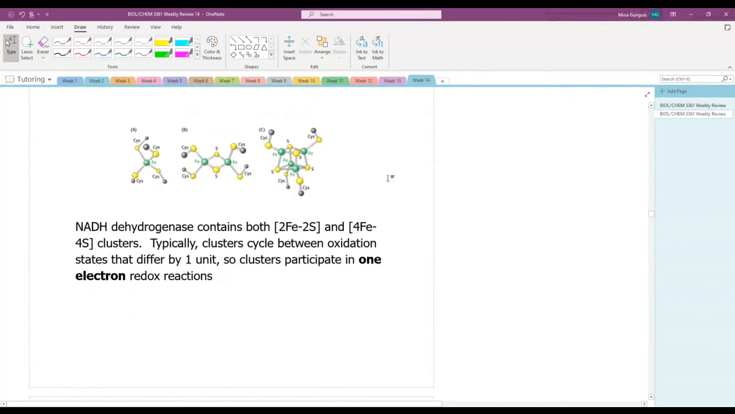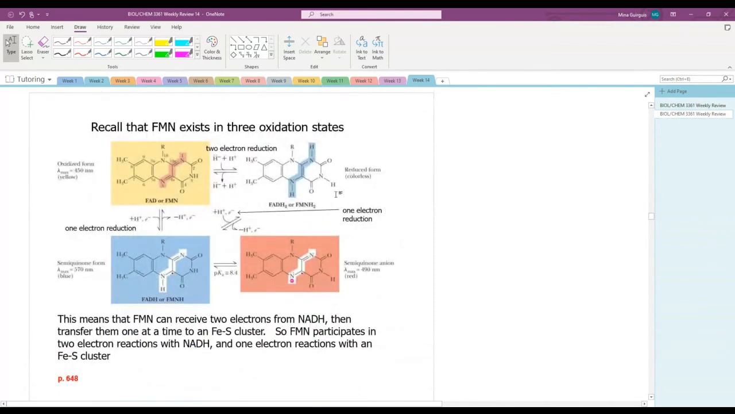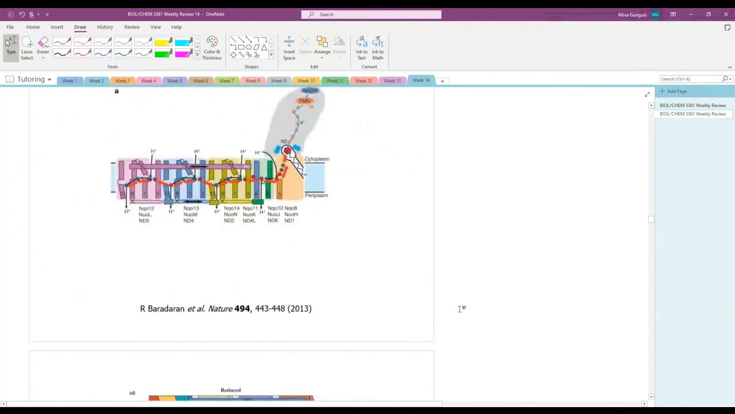Like we said, the iron sulfur clusters are different, and they differ by effectively 1 unit and can do 1 electron redox reactions. FMN can do 1 electron reactions, and it can do a series of them, or it can do 2 electron reductions. And that's why it's able to accept 2 electrons from NADH and then do single electron reactions with the iron sulfur clusters, because it can do both.